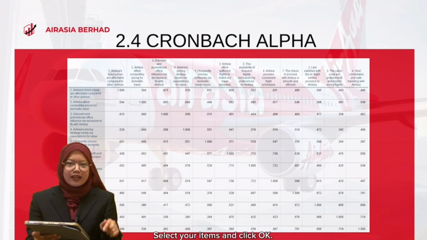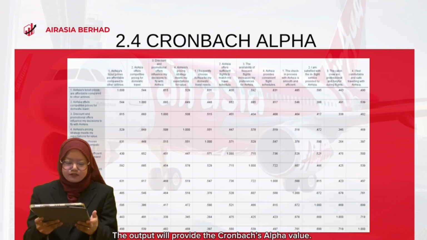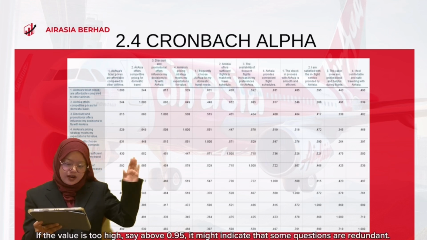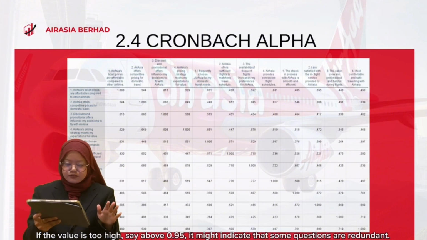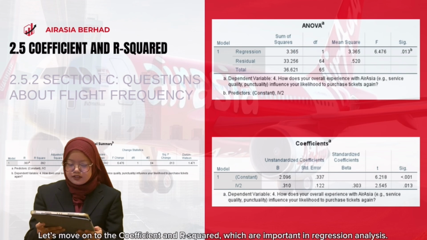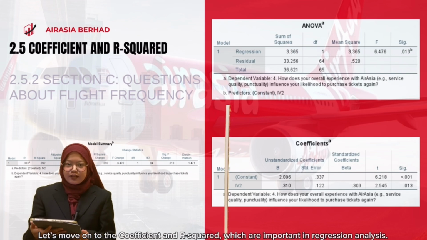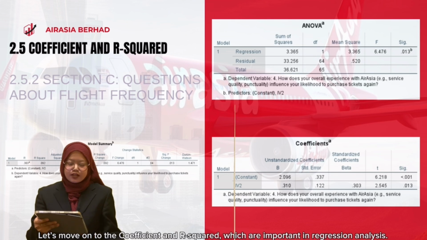Select your item and click OK. The output will provide the Cronbach's alpha value. If the value is too high, say above 0.95, it might indicate that some questions are redundant. Let's move on to the coefficient and R squared, which are important in regression analysis.